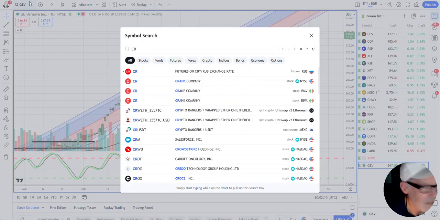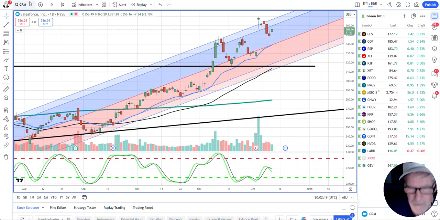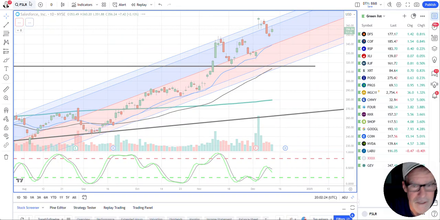Okay, CRM, we're actually long already, and it's a power gap, a little bit of a pullback. Today's the bounce higher. It's just bullish, so you just have to be patient. It's not a big mover.